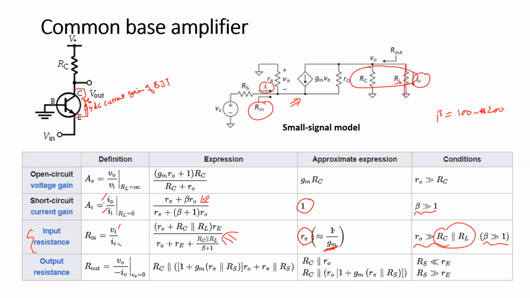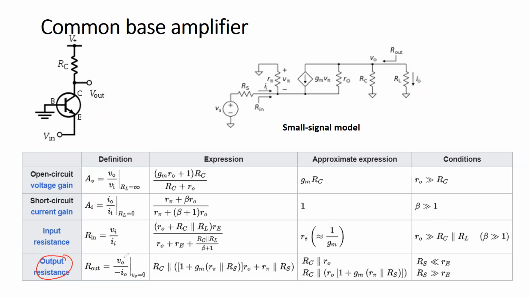Now the fourth expression is output resistance, which is the ratio of output voltage divided by negative of the output current. For that, you assume that the voltage source Vs is short circuited, and you look into the circuit from the output side. The expression for the output resistance is this one, and finally you approximately get RC in parallel with RO. Again, the condition here is that your source impedance is much less than Re, the emitter resistance, and for the second one, your source resistance is much greater than Re.